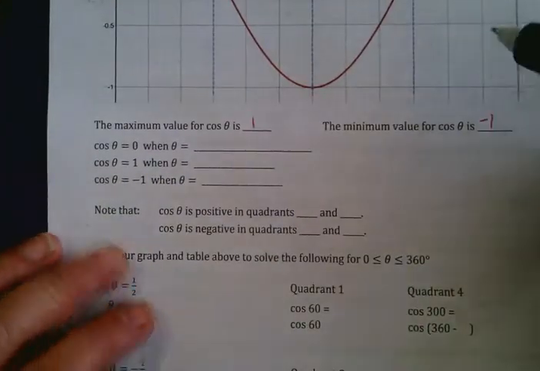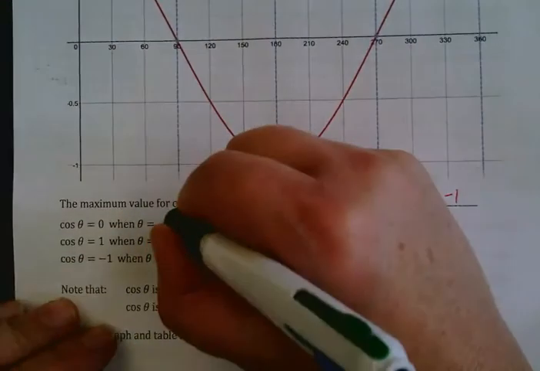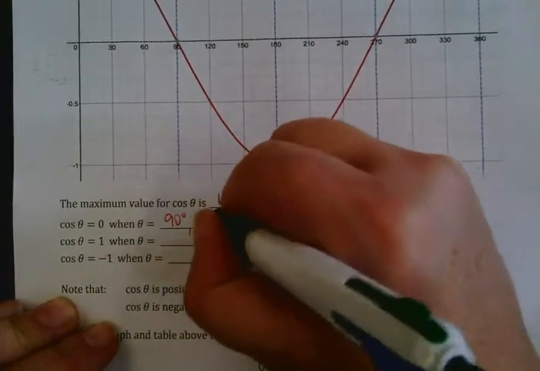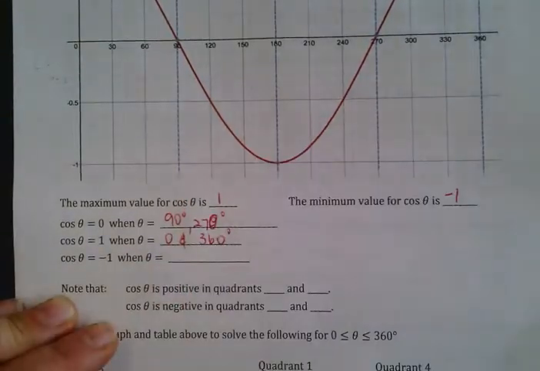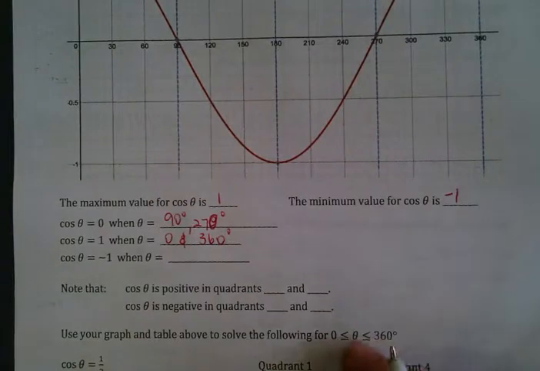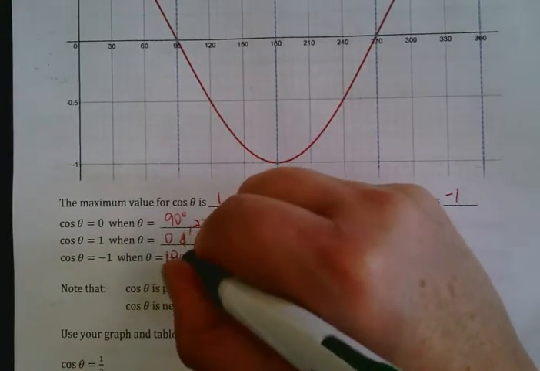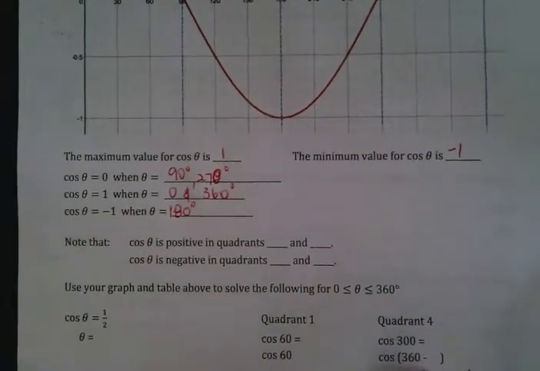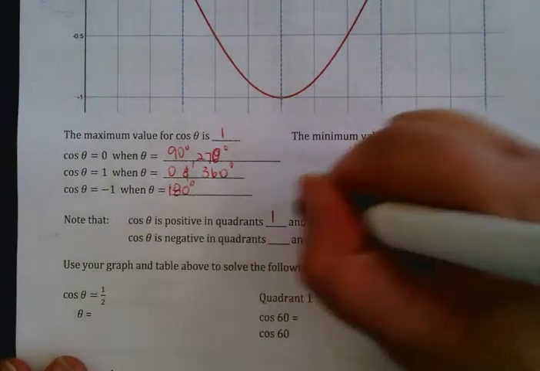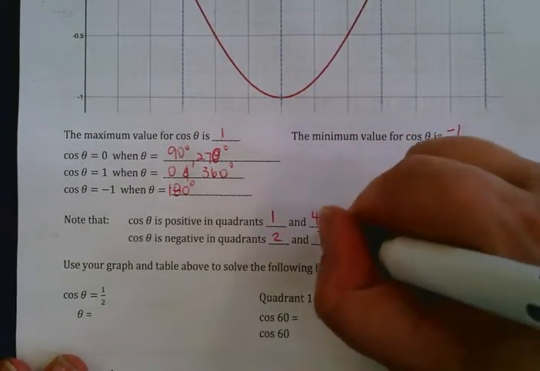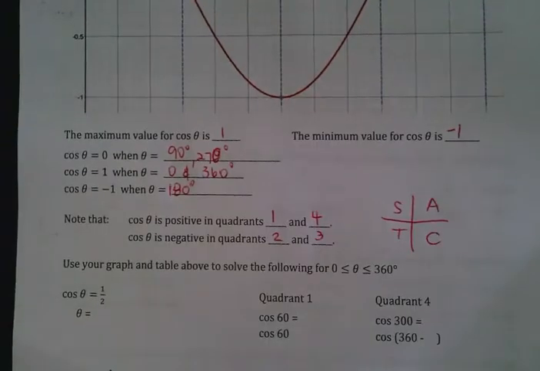Cos theta is 0 for which values? And it's 90 and 270, from 0 to 360. And it's -1 when theta is 180 degrees. Again, cos theta is positive in quadrants 1 and 4, and it's negative in 2 and 3, and that fits in with all stations to central.